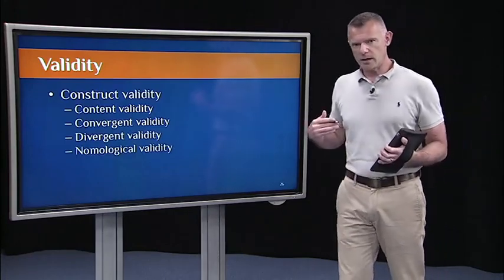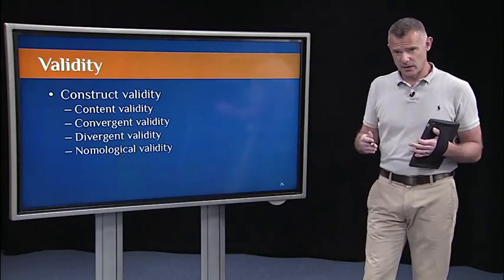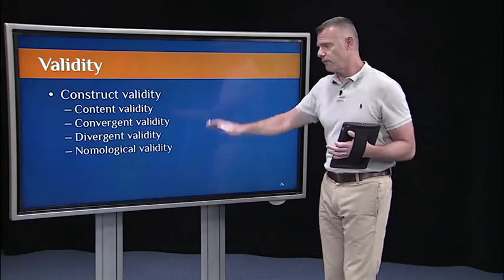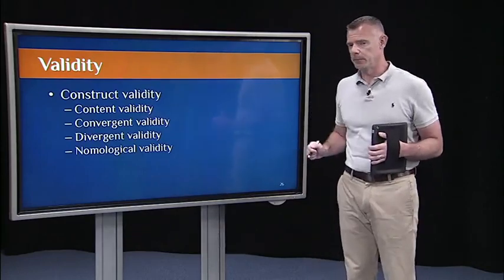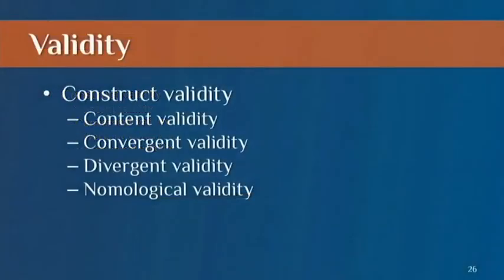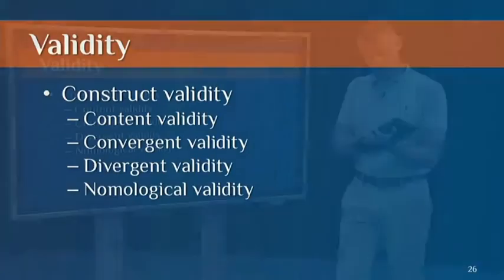So how do we evaluate the validity of a construct? Turns out there are sort of four main categories to look at when you're looking at construct validity. First is content validity, then the next two sort of go hand in hand, convergent and divergent validity, and then finally, nomological validity.